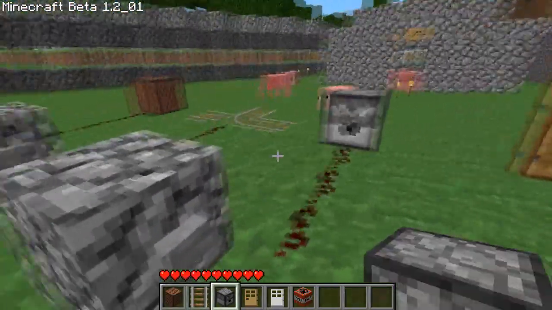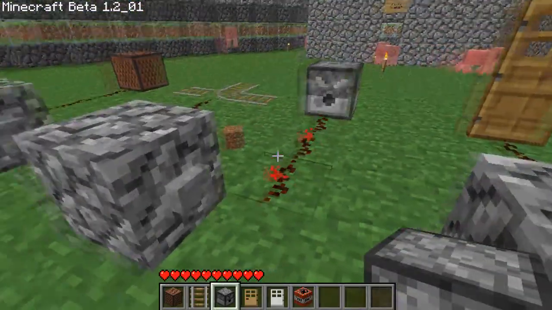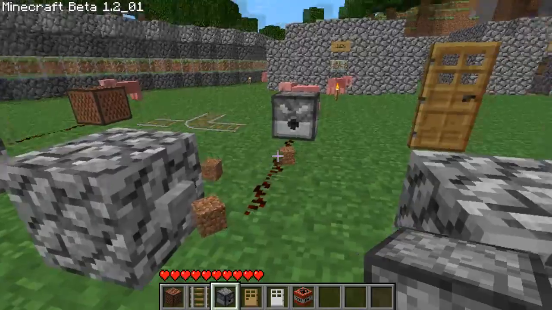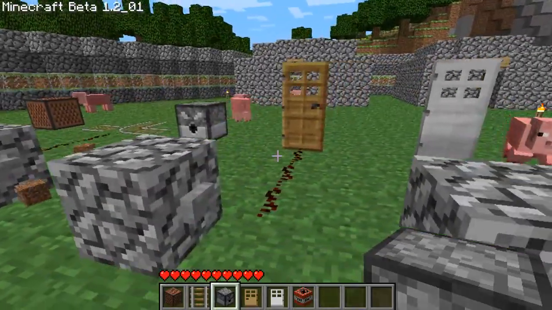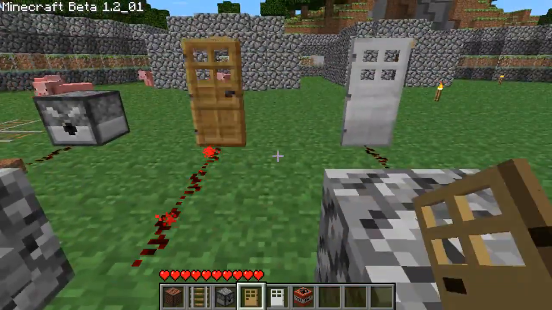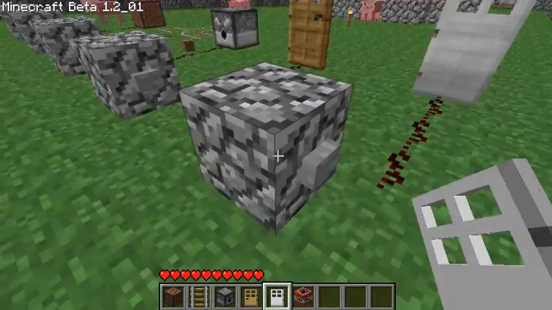And then the dispenser, which was also added in the 1.2 update, which dispenses blocks. At the moment I just have dirt in it, so every time I click the button it dispenses a piece of dirt. And now we have the two doors, the wooden door and the iron door.